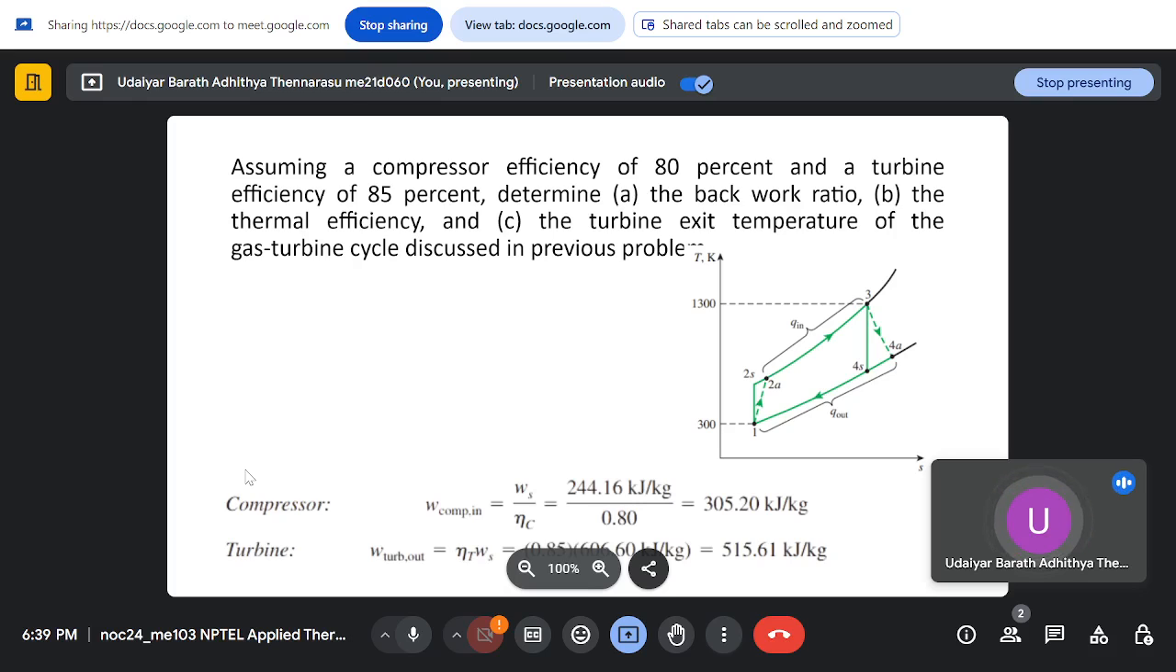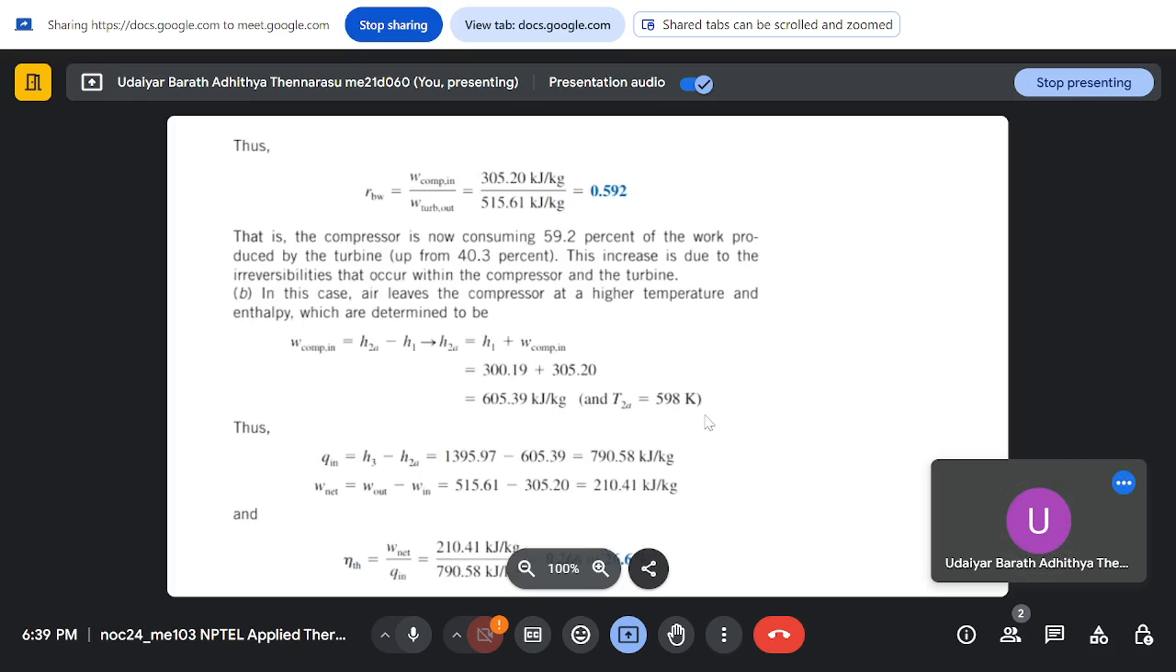So with this you can find out the actual compressor work, which is your ideal compressor work, which you have found at 244.16, divided by compressor efficiency of 0.8. This comes out to be 305.2 kilojoule per kg, and your turbine output is your turbine efficiency into the ideal turbine work. So 0.85 into 606.6, which we found out. This comes out to be 515.61 kilojoule per kg. With these two, the new back work ratio will come out to be 0.592, so 59.2%.